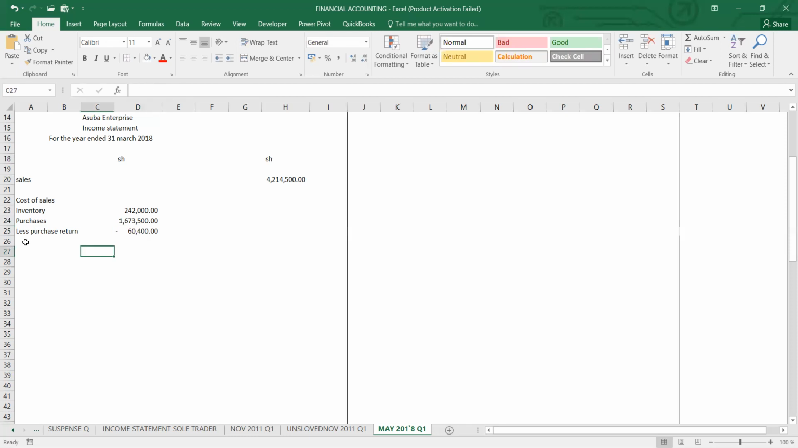And again, we less closing stock. Closing stock of how much? Closing stock will always be available in the additional information. So we go to additional information. Note number 4. As at 1st March 2018, inventory was valued at 225,500. So again, I will subtract 225,500.